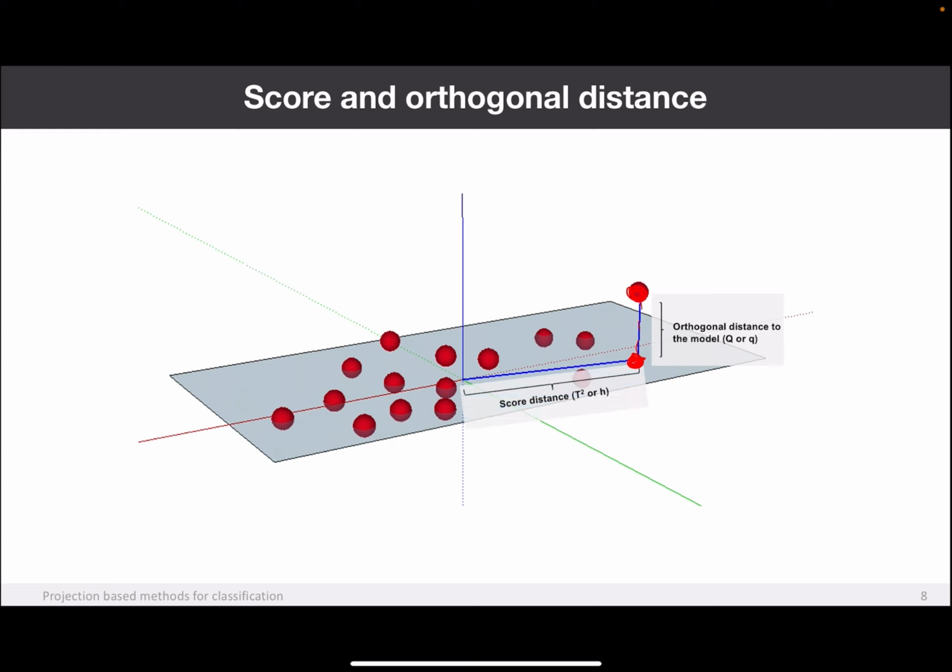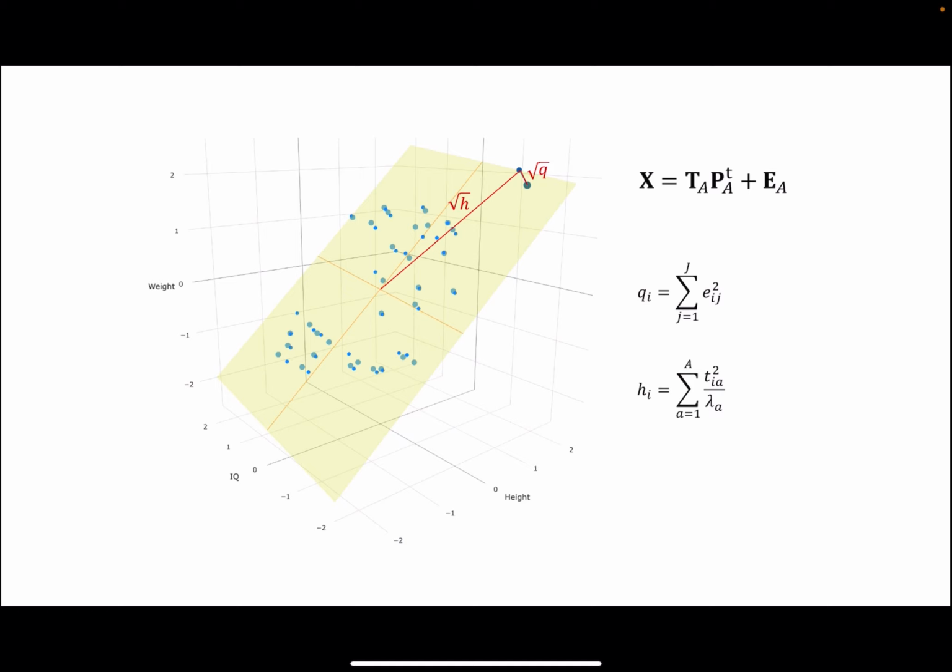The second distance is a distance between the projection of this object and the center of your model. So it's called a score distance because you compute it in the score space. And you remember, actually, we need to compute it as a Mahalanobis distance because of the different variance along different principal components, right? We discussed this in PCA, but the idea is similar. So it's a measure of how far your object is from the origin inside the PC space. So this is an example I also showed you in PCA part, right? So we have an object here, and then this part will be orthogonal distance, and this will be a score distance.